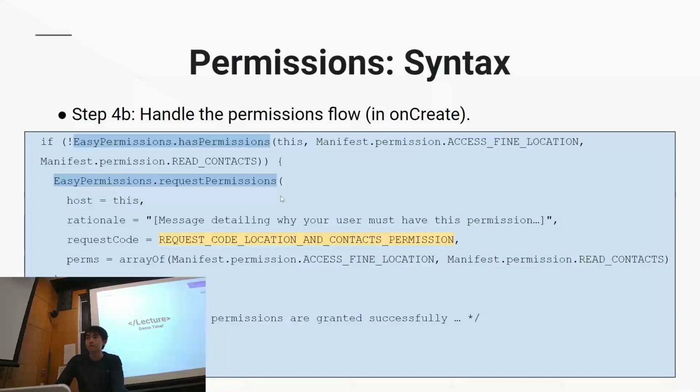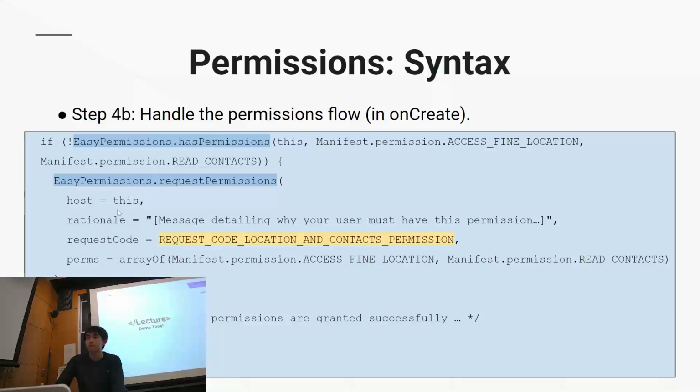EasyPermissions.requestPermissions. You'll have to enter a couple of things. Your request code goes here, which is how you will differentiate in your code which permission was just granted, and the other fields are just here.